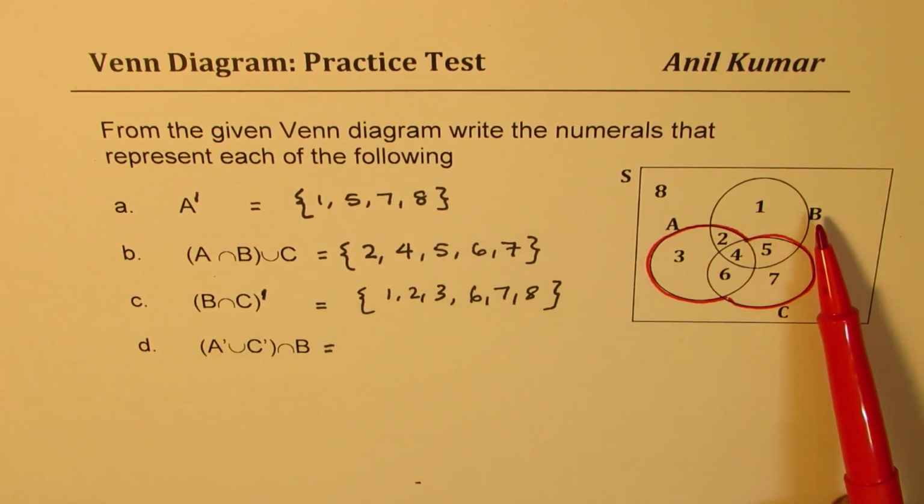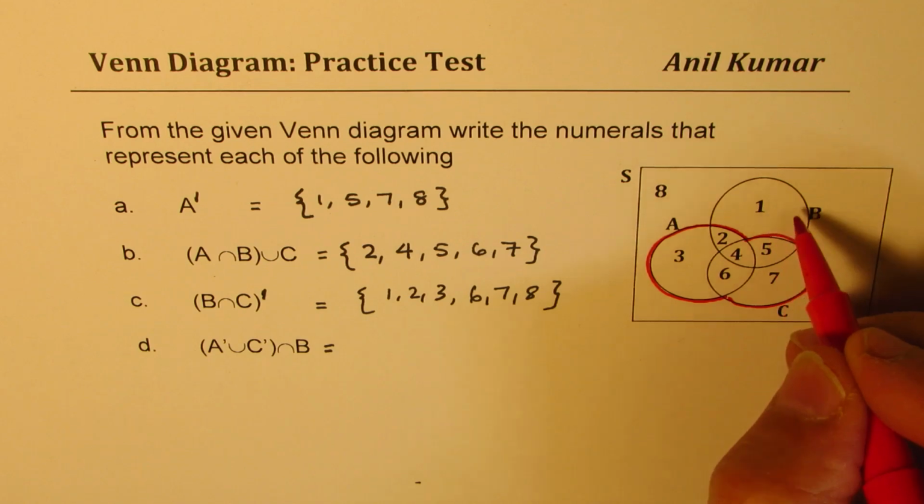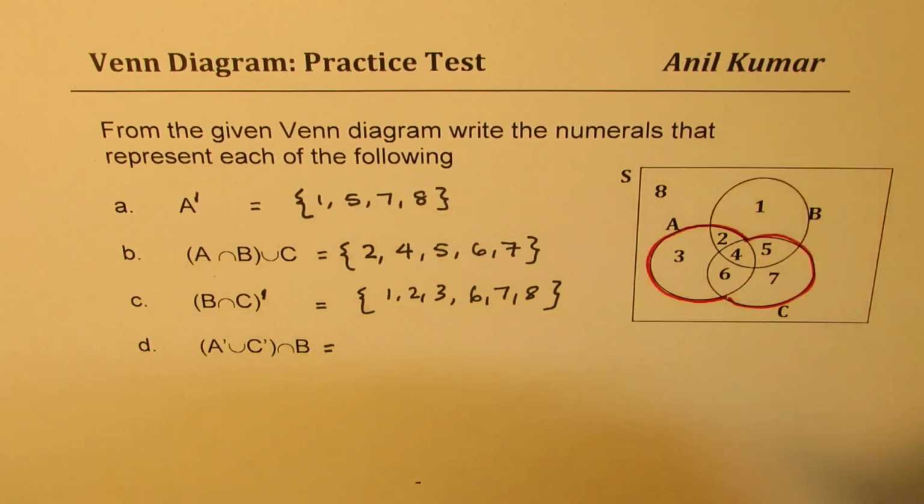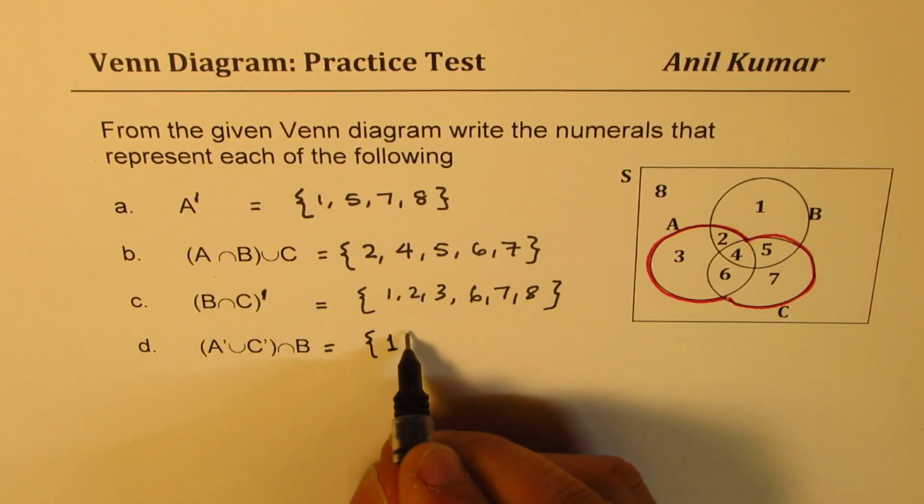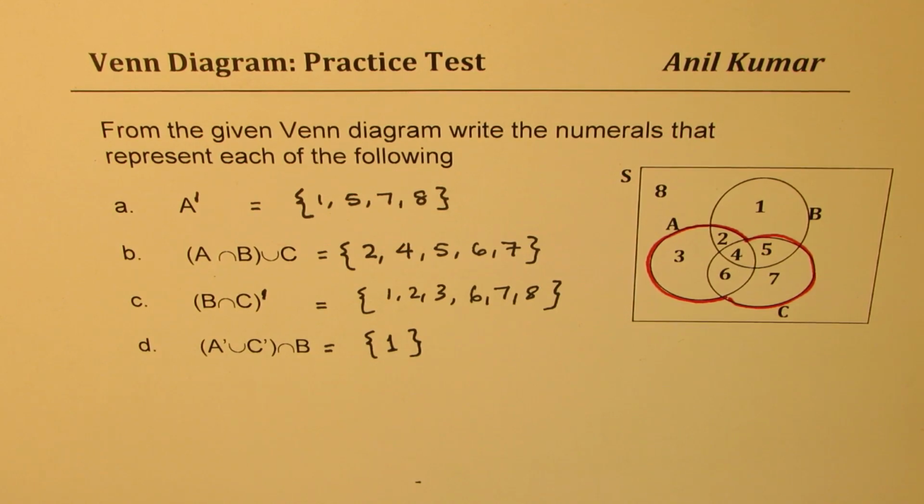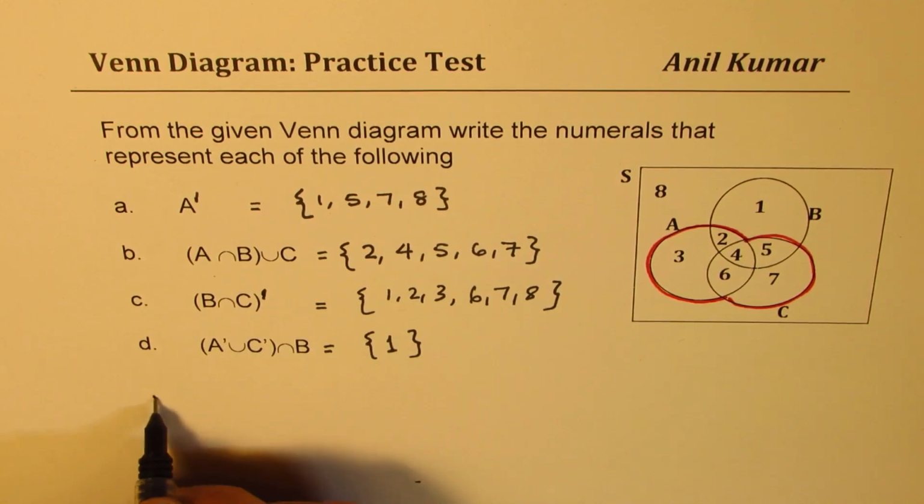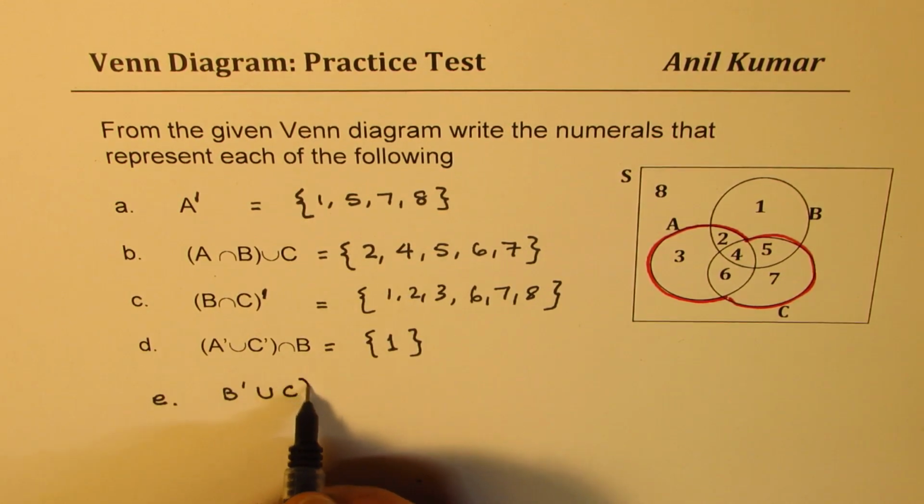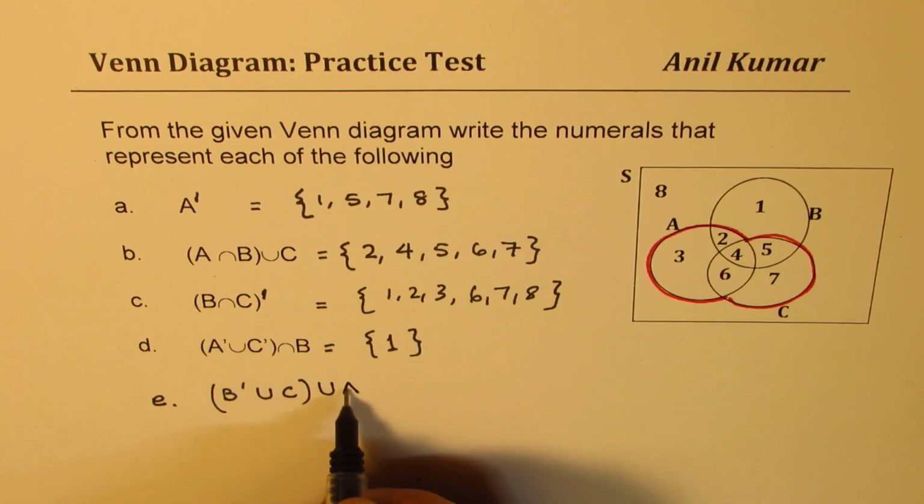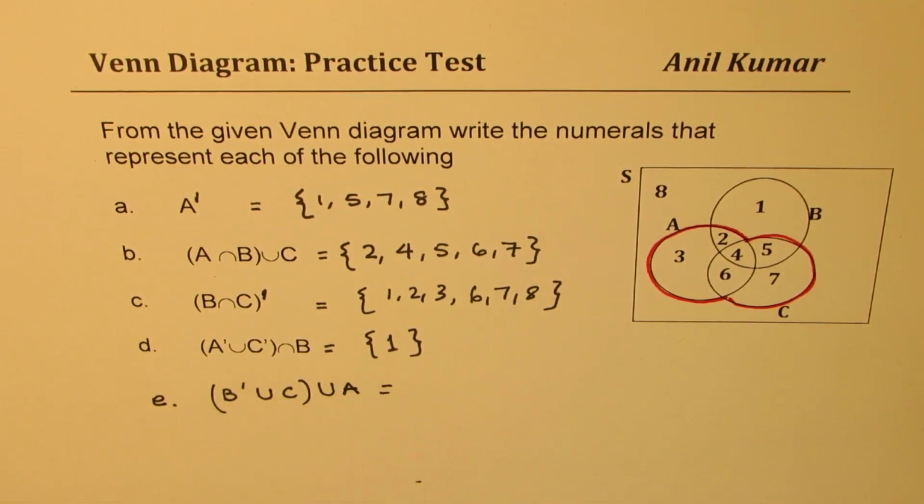Now we're looking for intersection with B. So the only thing left within the intersection of B is the number 1, correct? So that number 1 is left for us. So that becomes the result. Does it make sense to you? So that is how we are going to answer this question. Now as a practice, you can actually add to this list and you can work like this, like B union C and that union of A, right? So you could write what elements will come in this particular set. Perfect. So I hope that is making sense to you.